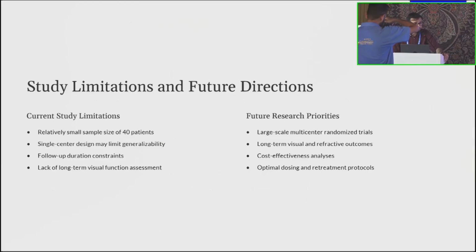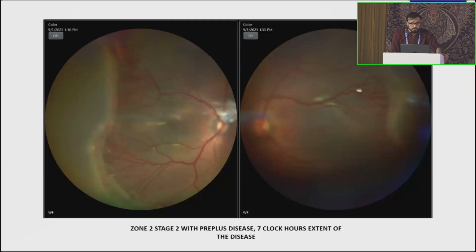The limitations of the current study are the relatively small size of the data, a single center study, and constrained follow-up durations. Long-term visual assessment is absent. Future research priorities are large-scale multi-center randomized trials, long-term visual and refractive outcomes, cost-effectiveness analysis, and optimal dosing and retreatment protocols. These are a few of the cases.